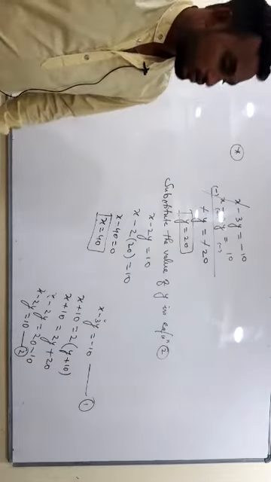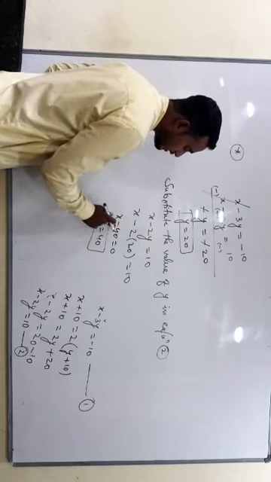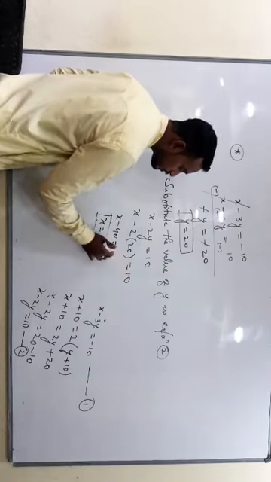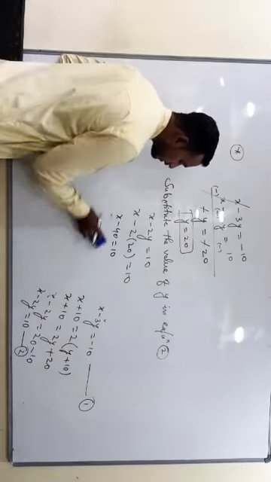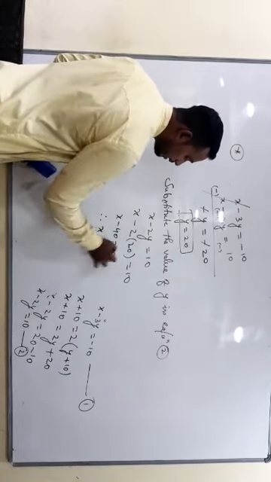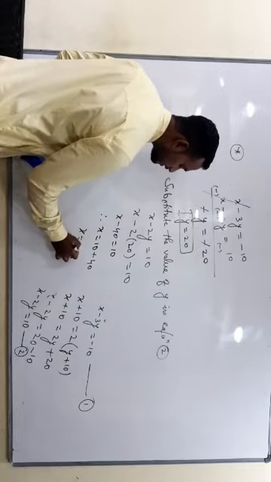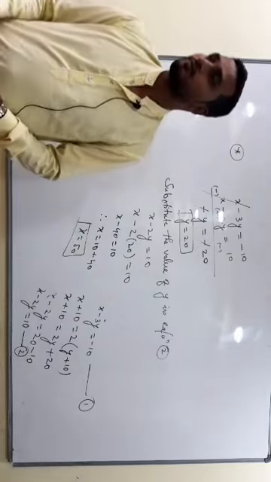Got it? So here what should we do? Minus 20 is nothing but minus 40. It is not equal to 0. This is equal to 10, not 0. Got it? Then therefore minus 40 comes this side, plus 40. So the value of x is 50, not 40.